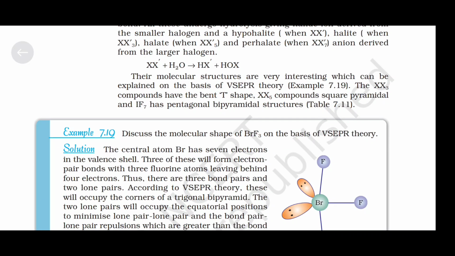Their molecular structures are very interesting, which can be explained on the basis of valence shell electron pair repulsion theory, that is VSEPR theory. The XX'3 compounds have the bent T shape, XX'5 compounds square pyramidal, and IF7 has pentagonal bipyramidal structures.